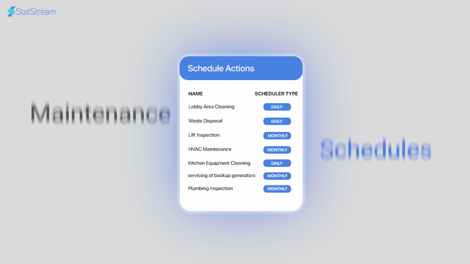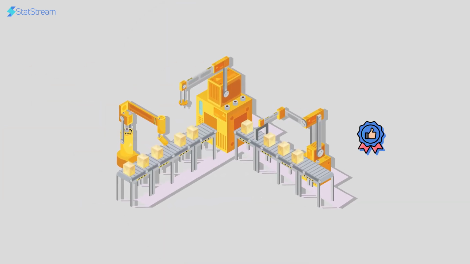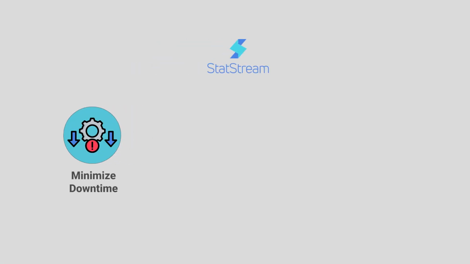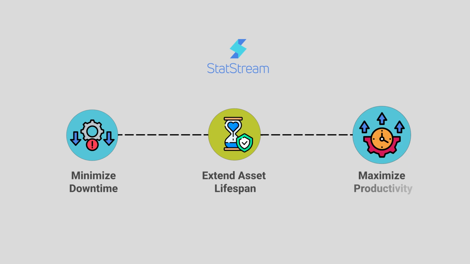Automated preventive maintenance schedules ensure machines stay in peak condition, reducing unexpected failures. With StatStream, manufacturers minimize downtime, extend asset lifespan, and maximize productivity.